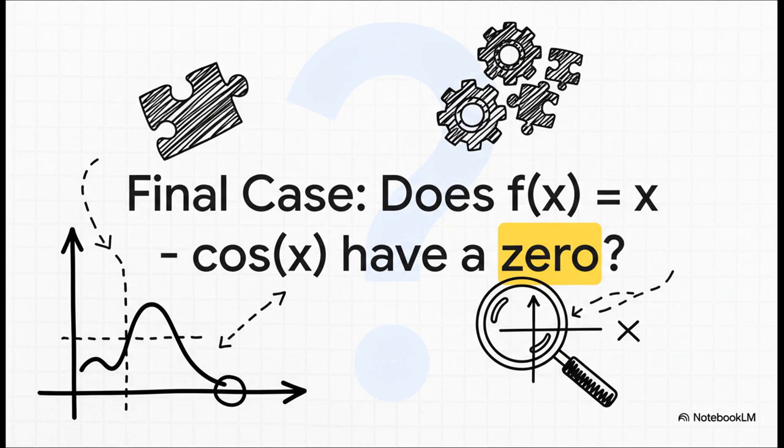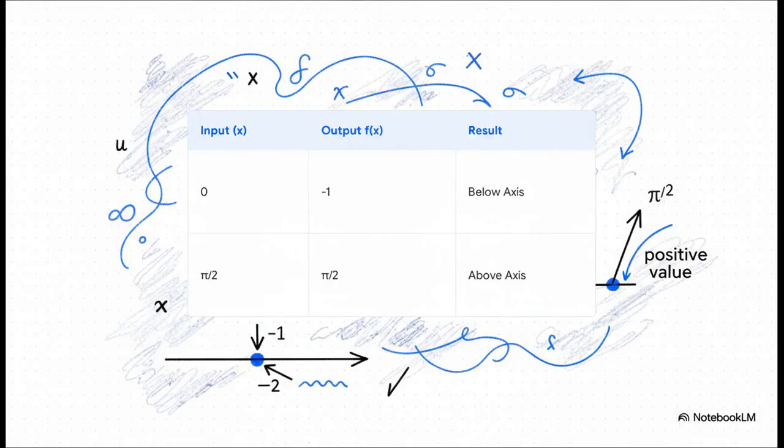So let's use our powerful new tool to crack one last big case. We need to prove that this function, x minus cosine of x, has a 0. All that means is that it has to cross the x-axis somewhere. We don't even need to find out where, we just have to prove that it happens. Okay, first, we confirm our function is continuous, and it is. Now we just need to set up a start and an end point for our little hike. Let's start at x equals 0. At that point, the function's value is -1, so we're below sea level.